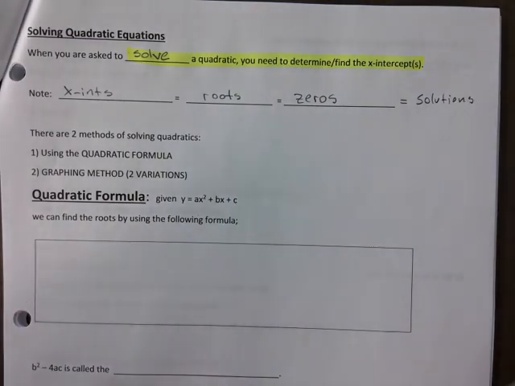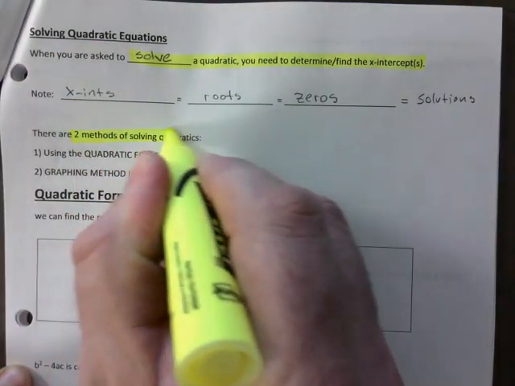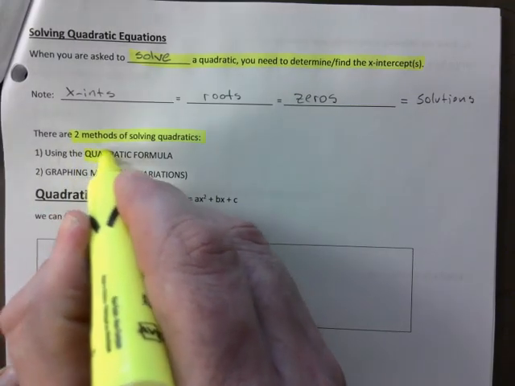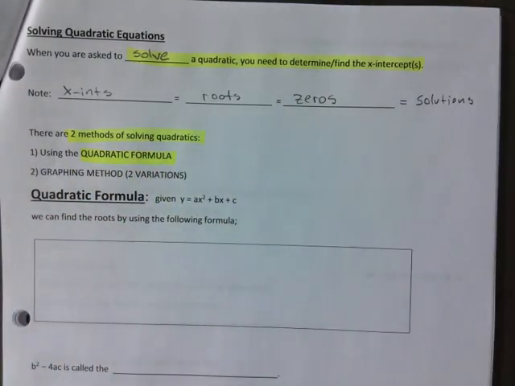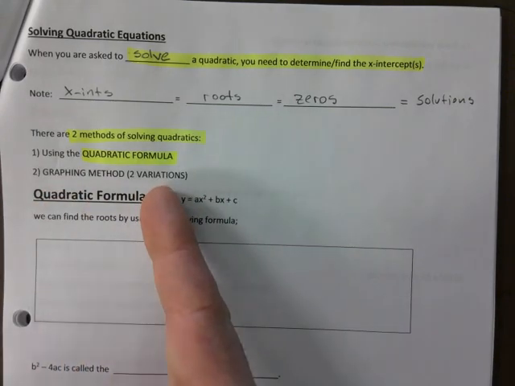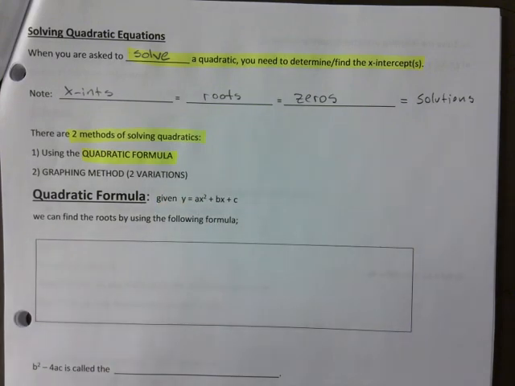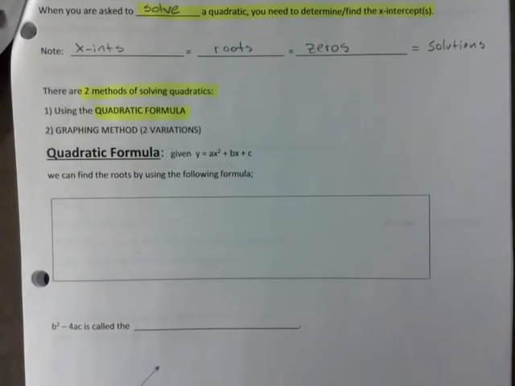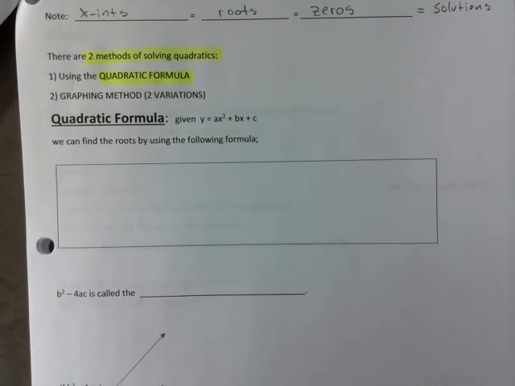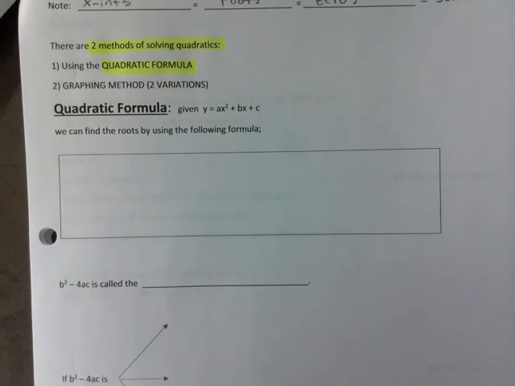There are two methods of solving quadratics. One is by using the quadratic formula. That's what we're going to start with, and then tomorrow or maybe a little later today is using the graphing method. Okay. So let's do the quadratic formula. Here's the formula that you need to copy down, and you need to have this on your study sheet. Okay, so I'm going to make sure I have this.